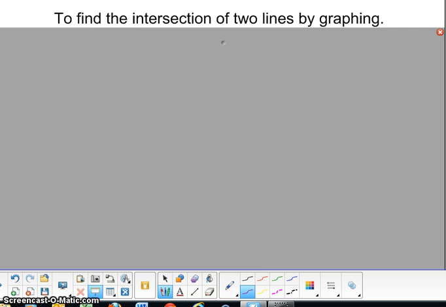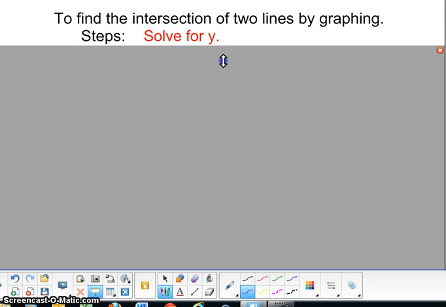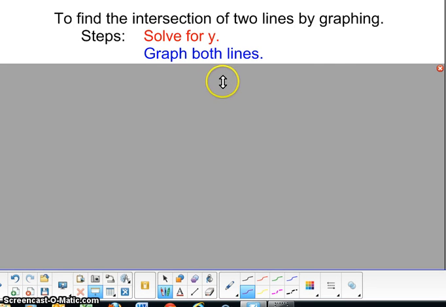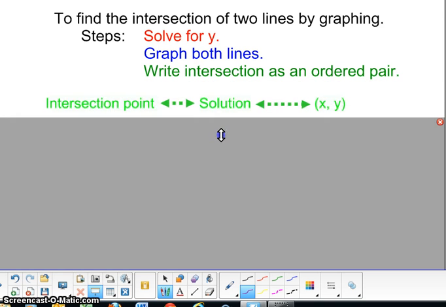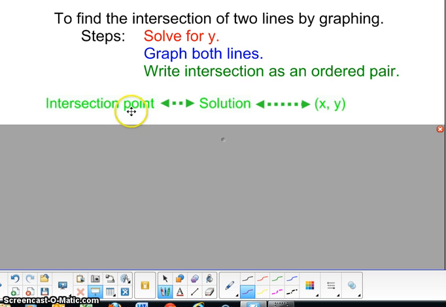To find the intersection of two lines by graphing, there are a few steps. So please push pause anywhere along the line just to make sure that you are getting everything written down in your notes. So to find the intersection, step one, you are going to solve for y because that's going to help you graph it. Step two, you're going to graph them both, and then wherever they intersect, you're going to write it as an ordered pair. So just to remind you what I said in the previous slide, there is what we call the intersection point, so you may be able to find that, and that's the exact same thing as finding a solution. And again, it should be written as an ordered pair when you are with the final answer.